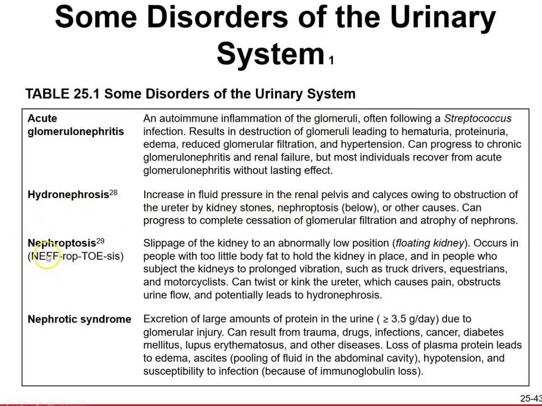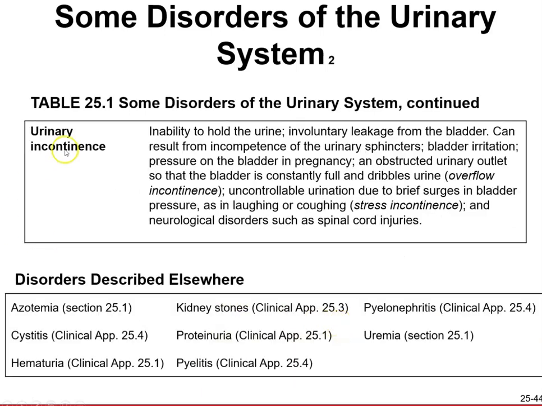hydronephrosis, increase in blood pressure, nephroptosis, which is slippage of the kidney to an abnormally low position. Floating kidney occurs in people with too little body fat to hold the kidney in place, but this can also happen with truck drivers, people that ride horses, and motorcyclists, so that constant vibration can cause that. Nephrotic syndrome, excretion of large amounts of protein, and then urinary incontinence, inability to hold urine.